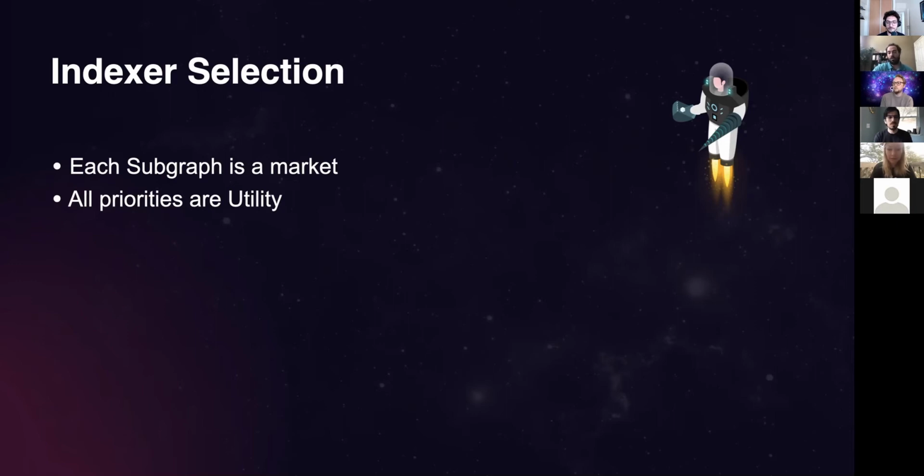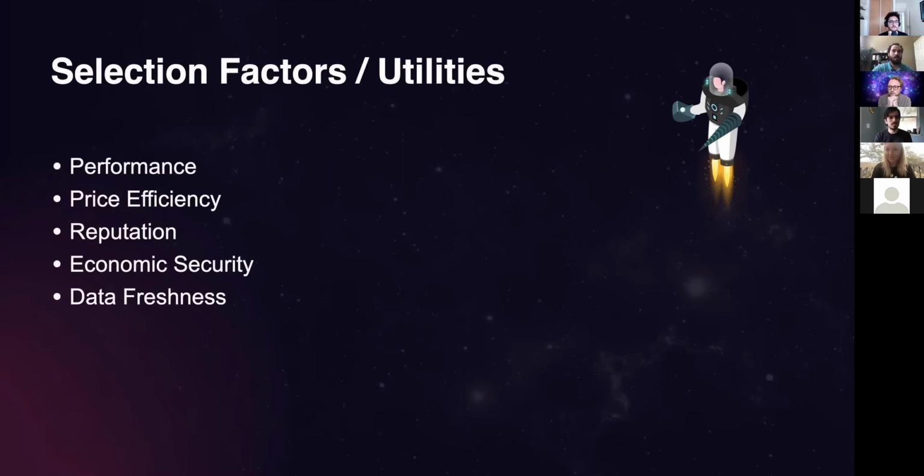Since each consumer has a different set of priorities, the core idea is to first convert the priorities that they have into a utility distribution. Once everything is converted to this common idea of utility according to the consumer's preferences, it's relatively straightforward to combine those into a selection function. The actual factors that we convert into utilities are performance, price efficiency, reputation, economic security, and data freshness.